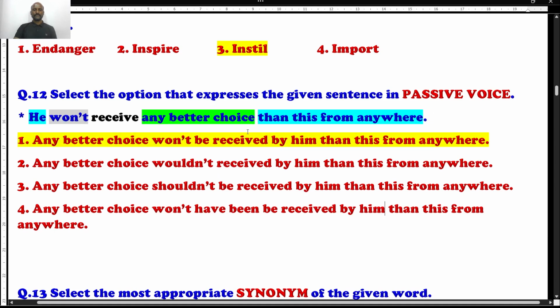Point to be noted, students: any better choice is the object. I replaced it with the subject. In the place of he, I have written any better choice. Right? Will not is given. Will be not, we are supposed to read. In passive, I have written won't be. Thereafter, the third form of the verb, receive, is received, and add the word by, received by. Then he is given, replace subject with object place, and him I have changed it, and the remaining part of the sentence, than this from anywhere, I just keep it as it is.